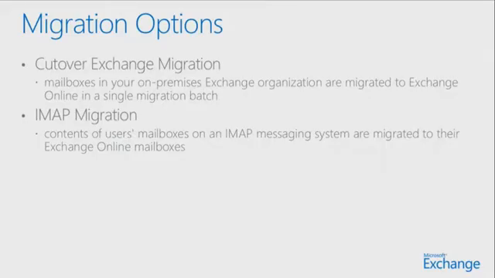Okay. Cutover Exchange migration. Mailboxes in your on-premise Exchange organization are all migrated to Exchange Online in a single migration batch. So this is something you would do maybe on an evening, and the next morning everybody's on Exchange in the cloud. And then IMAP migration, the contents of users' mailboxes in an IMAP messaging system are migrated to their Exchange Online mailboxes.